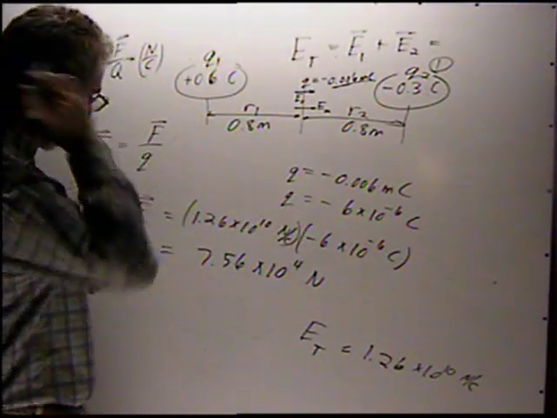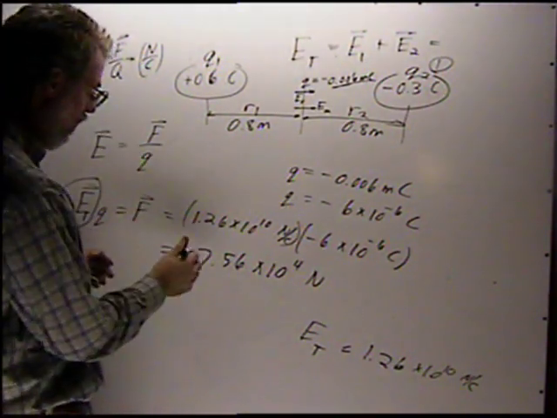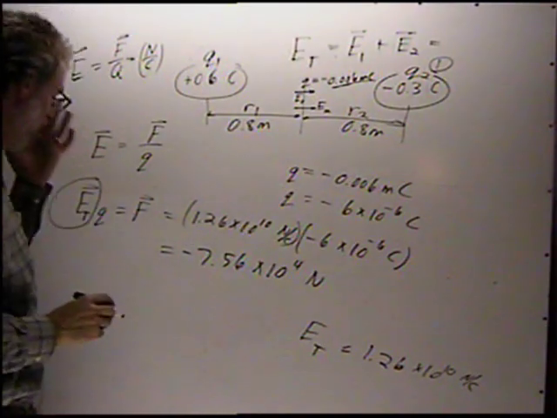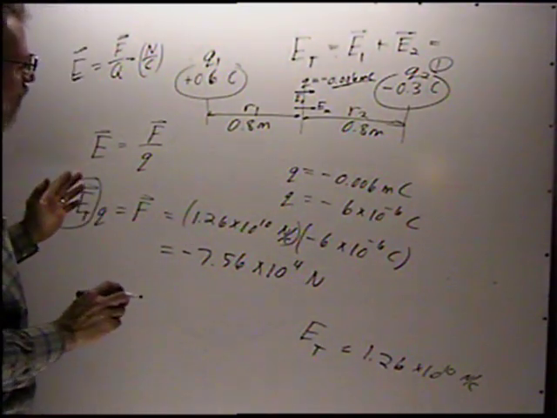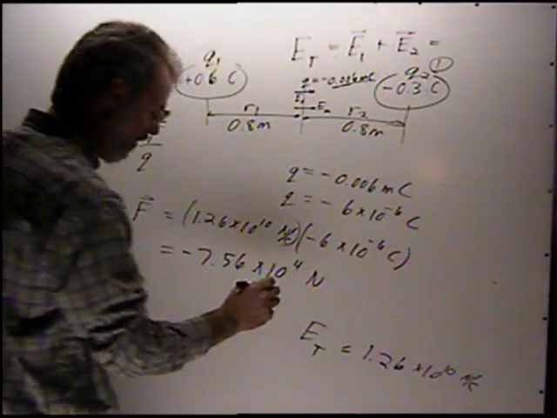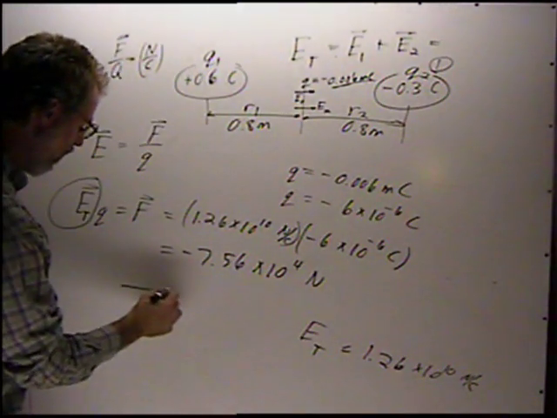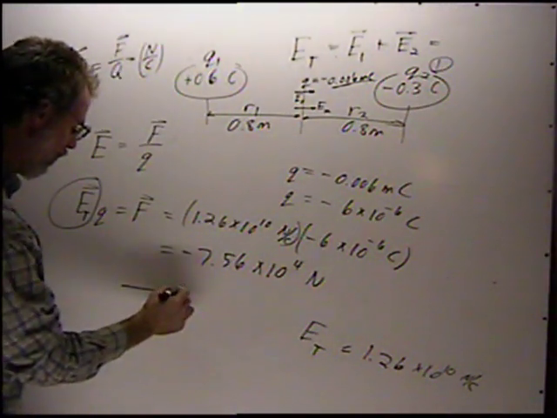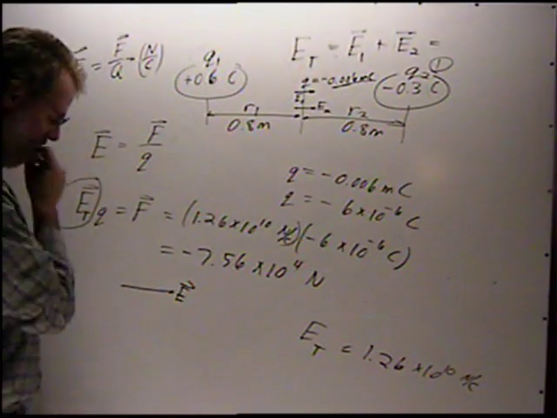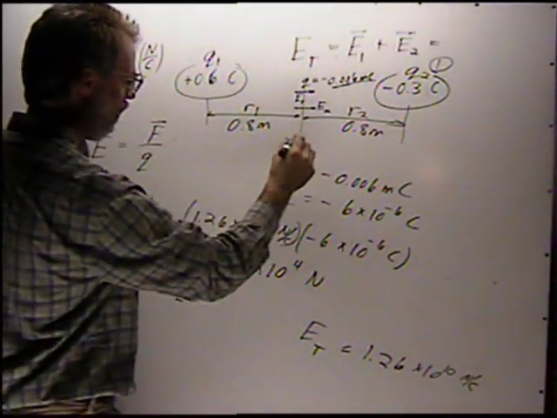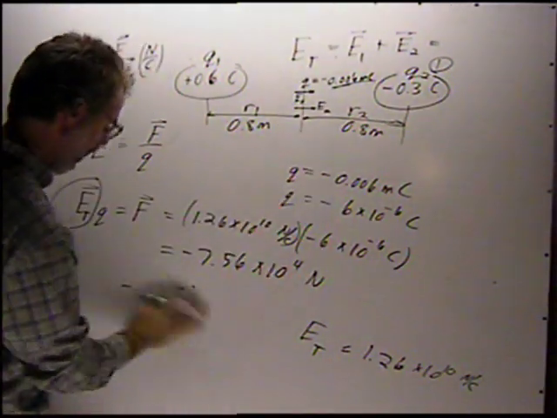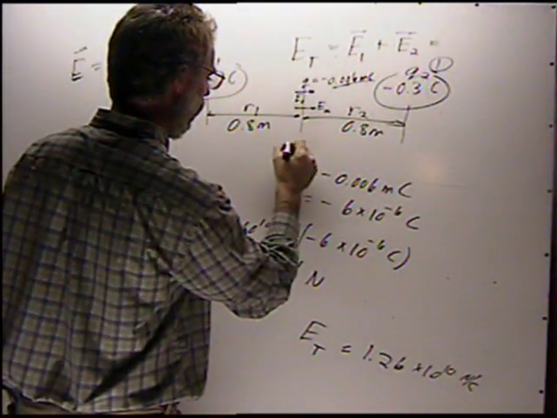So now, what is the sign? Well, we got a sign here, but let's see if we can figure this out. At this point, the electric field is going to the right. Say right here, I'll put it up here. The electric field at this point is going to the right.